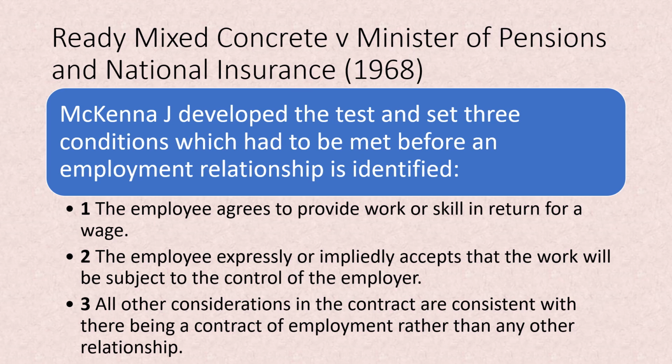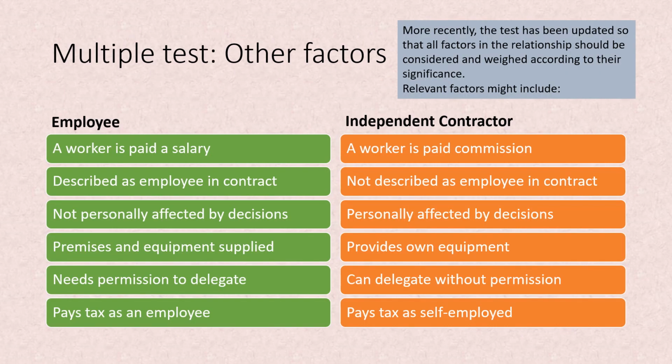What we then need to do is consider all of the considerations in the contract, and whether they're consistent with there being a contract of employment rather than any other relationship. And so that last point means that we need to balance factors which we spot in the scenario question. So if the worker is paid a salary, they're more likely to be an employee compared to if they're paid on commission or an invoice basis. If they're described as an employee in the contract, they're probably an employee, versus not being described as an employee, sometimes as a worker rather than an employee.